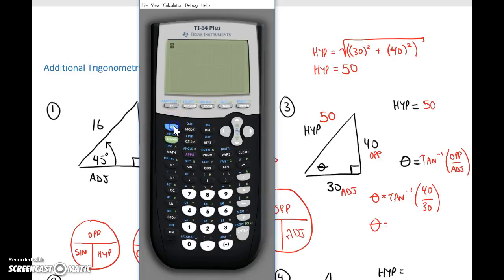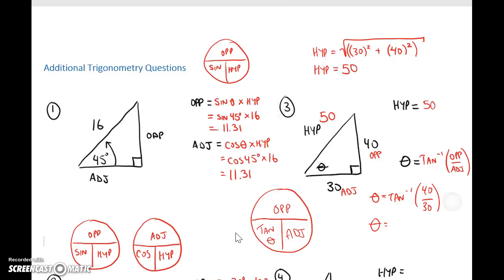So we're doing second function, tan, because I want to make use of this inverse tan function above the tan, and we're doing the opposite divided by the adjacent. Then we'll close brackets. 53.13, come on, buddy. Excellent, 53.13 degrees. Beauty.